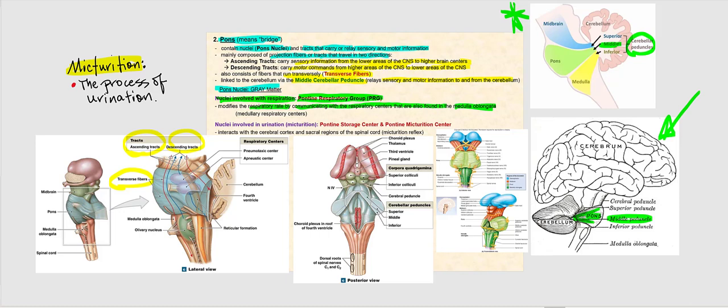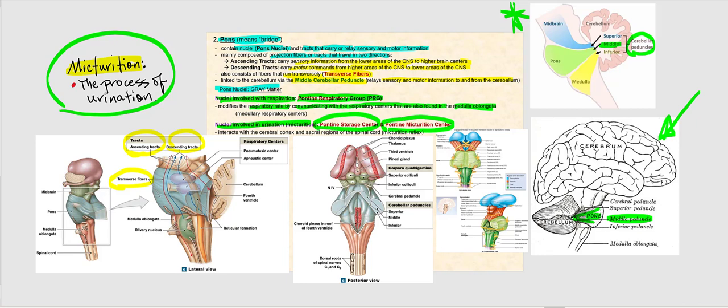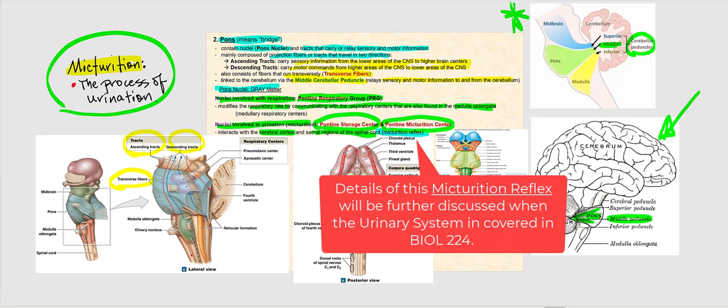The next pons nuclei I would like you to know is the nuclei that's involved in urination. The proper term for that as far as anatomy and physiology is concerned is micturition. Micturition is the process of urination. So what we have within the pons, again part of the pons nuclei, is what's referred to as the pontine storage center and the pontine micturition center. These pons nuclei will communicate with the cerebral cortex as well as sacral regions of the spinal cord. In other words, when we look at the length of the spinal cord, we're focusing on the sacral part of the spinal cord, S1 to S5. This is all part of the micturition reflex.